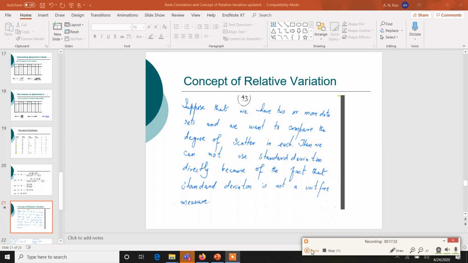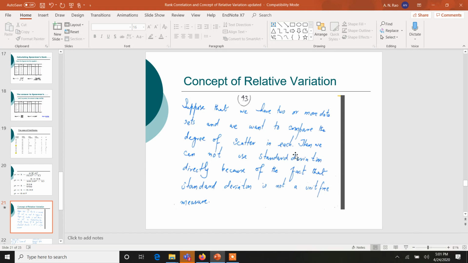Okay, so the next topic is the concept of relative variation. Suppose that we have two or more data sets and we want to compare the degree of scatter in each. If you can recall how we calculate the variation in a single data set, we calculate the variance of the data or the standard deviation, because the standard deviation is in the same unit as the data. Like if the data is in kgs, standard deviation will be in kgs.